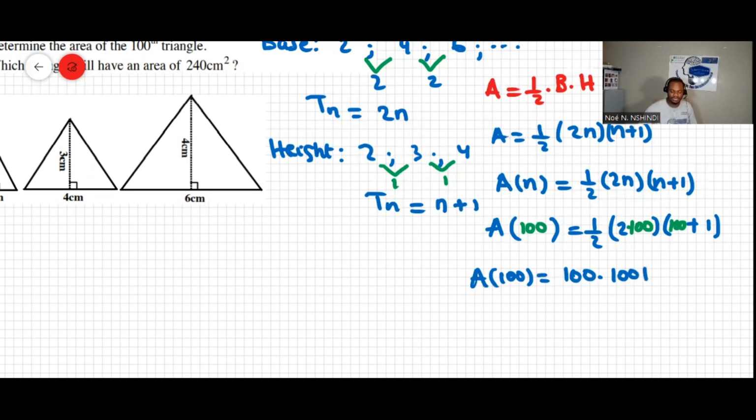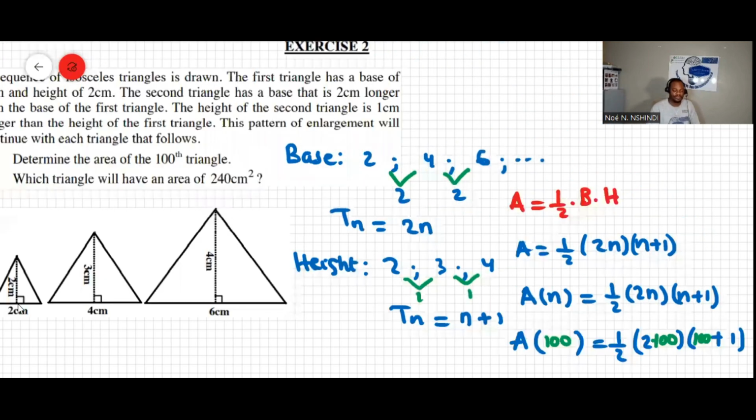If we multiply this, it is going to be 101 and 2 zeros, so 10100 centimeters squared. That's the area of the 100th triangle.